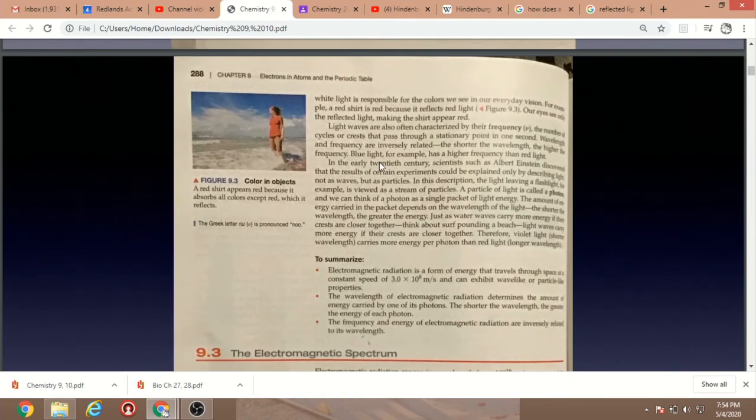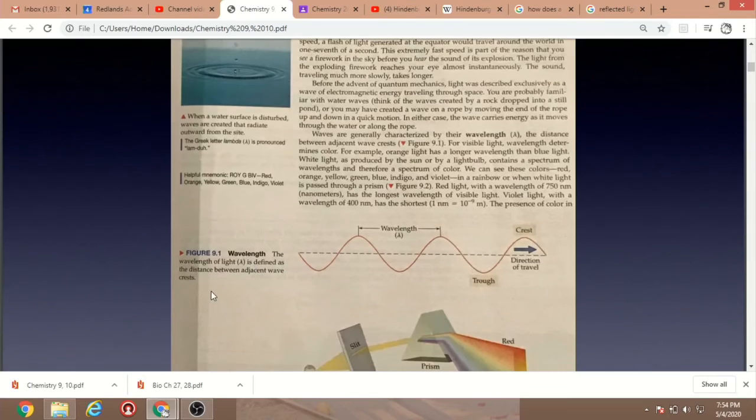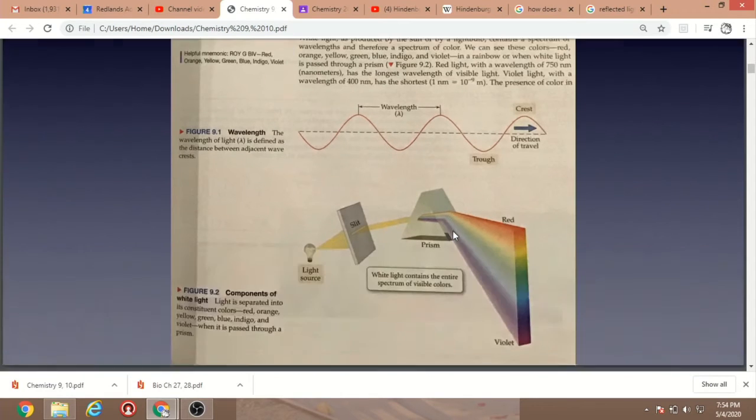And light waves are characterized by their frequency. By the way, we use this little letter, the Greek symbol nu. It's like a V that represents frequency. Up here, when we talked about wavelength, we use the Greek symbol lambda. It looks like an A, but it's not quite an A. It kind of comes up a little bit. That's a Greek letter, lambda. That lambda represents wavelength. Wavelength's more important.